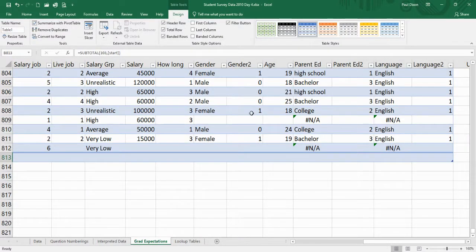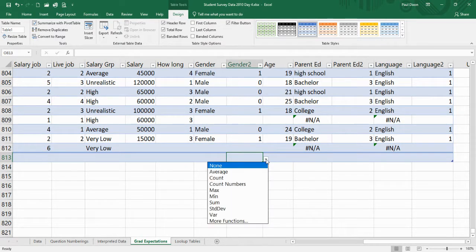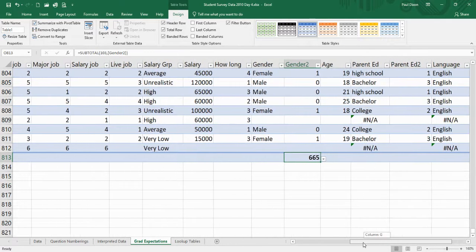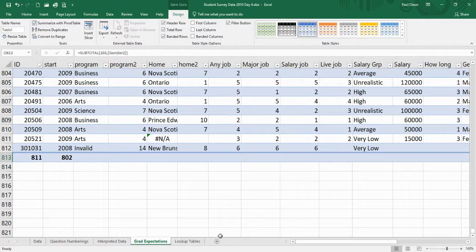For example, one of the questions was what their gender was. If I look and see how many answered that, it was only 665. This was at the end of the survey, and I expect there was a lot of survey fatigue. So about 140 students didn't tell us what their gender was. I don't think they were too embarrassed to tell us that. So counting is one of the things that's useful. It tells us how much data we've got, and it gives us an idea of how many blanks we've got.